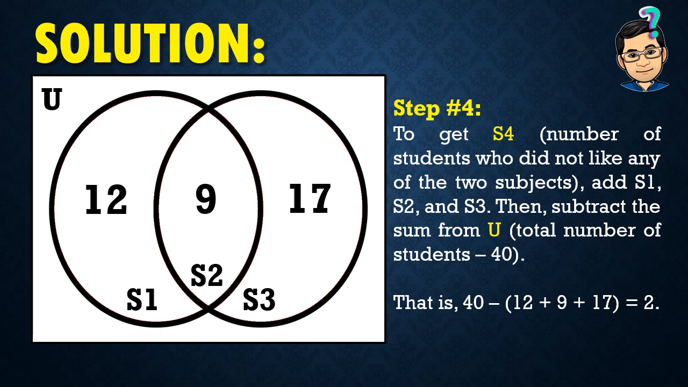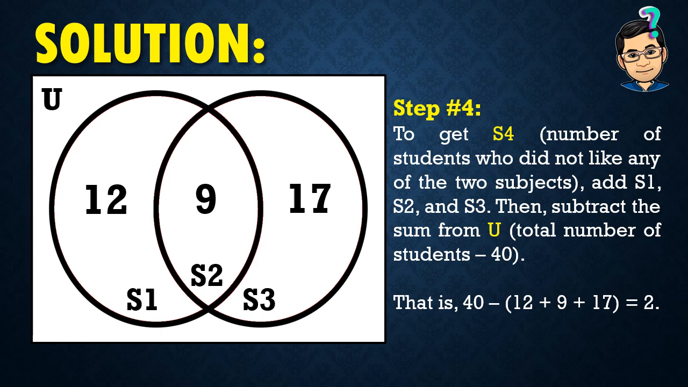And then finally, to get S4, these are the number of students who did not like any of the two subjects. So wala silang pinili between math and English. Okay? So ang gagawin natin, i-add natin yung S1, S2, and S3. And then, we subtract the sum from U, the total number of students, which is 40. So, since nakuha na natin yung mga number na nakalagay sa loob ng two overlapping circles, ang gagawin natin para makuha yung S4 yung nasa labas, so ima-minus lang natin yung sum nung tatlo dun sa total number of students, which is 40.